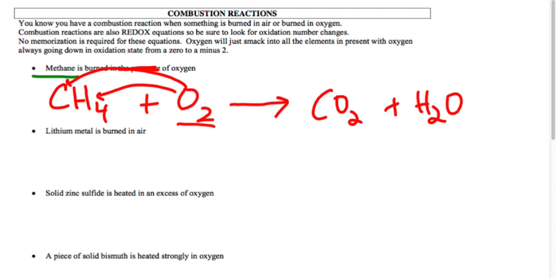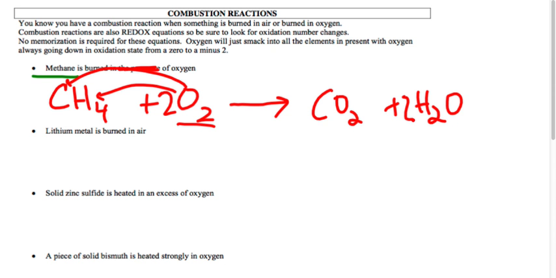So we have 1 C, 1 C. I always do O's last. 4 H's, and I need 4 O's now, so I'm going to put a 2 there. Do O's last. If you get that weird O where you have an odd number of O's, say you had 7 O's on the right, you could do 7 halves O2 and then multiply everything by 2. That's a quick way to get it balanced.